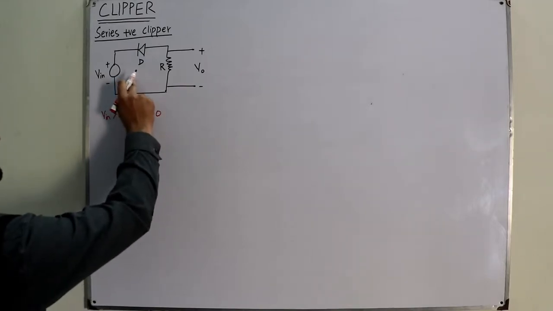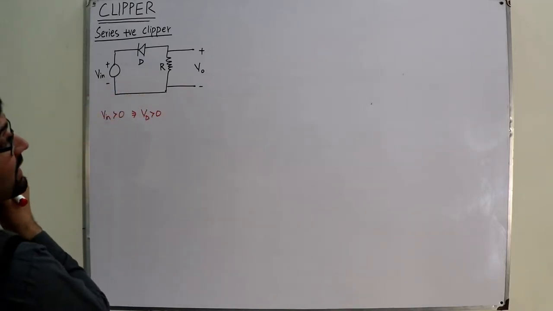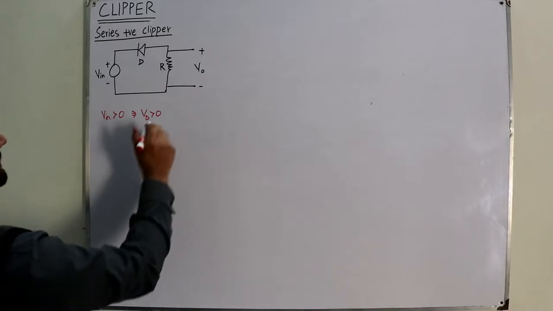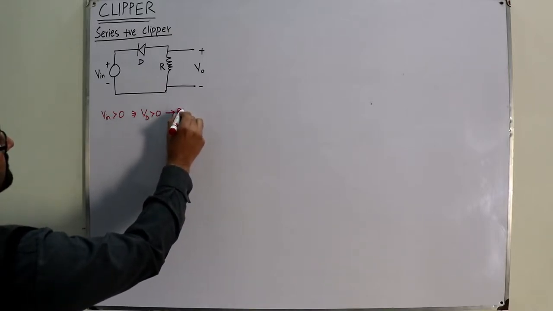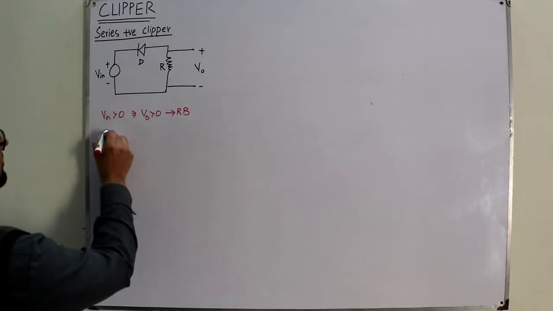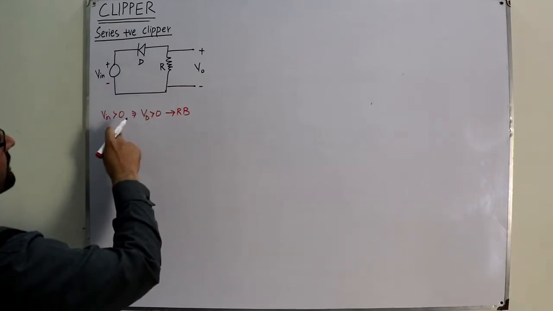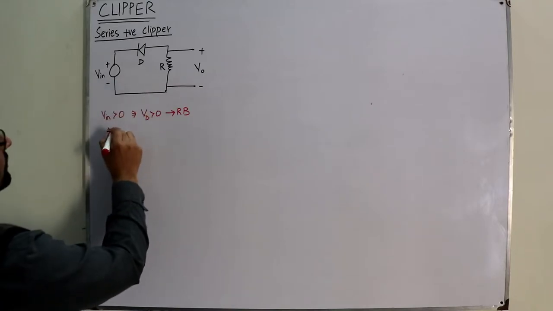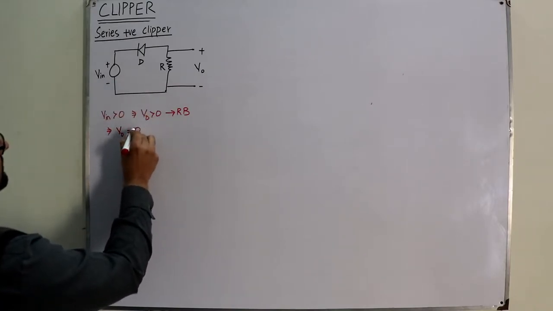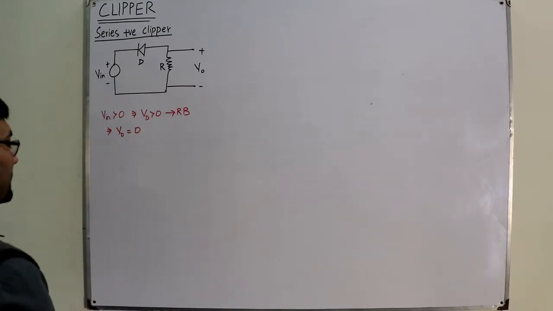But have a look, this is in the reverse fashion. So this means that this is reverse biased, and reverse biased implies that there is no current flowing in the circuit. The output voltage is zero, right?